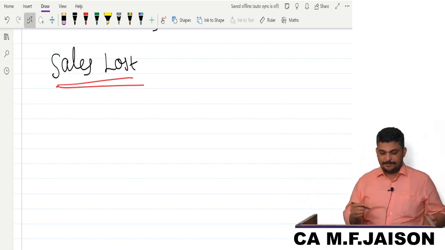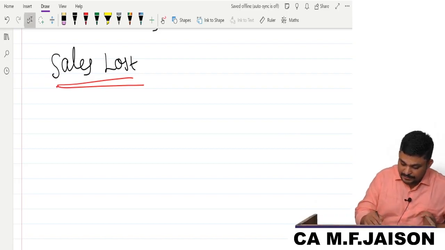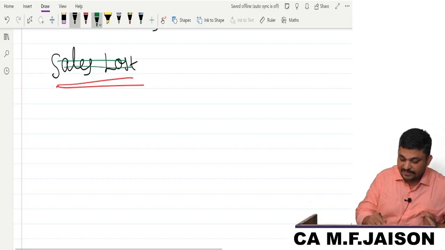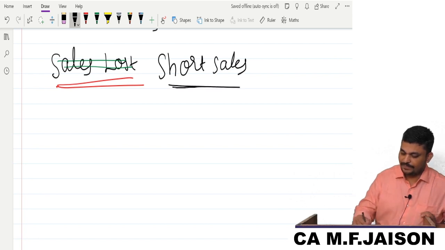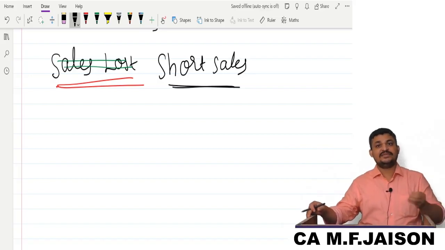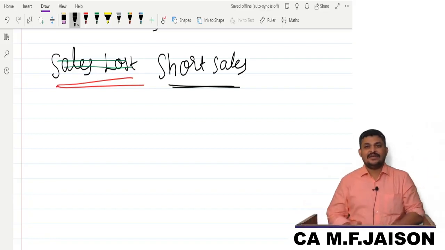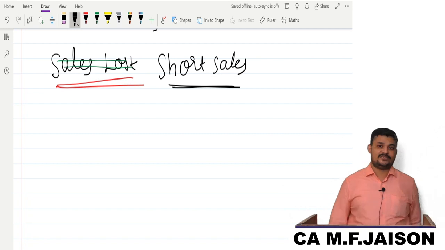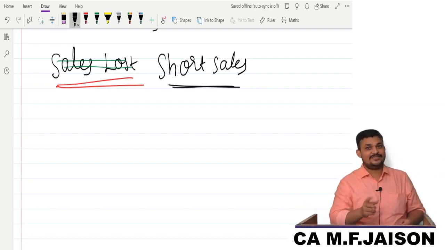So sales lost. Let me write this. What is the sales loss? Now listen, my dear friends. This sales loss, in the insurance language, henceforth we call it short sales. Because earlier when we started learning, I was introducing the layman's words. Now slowly I am bringing in the insurance terminology. Correct?